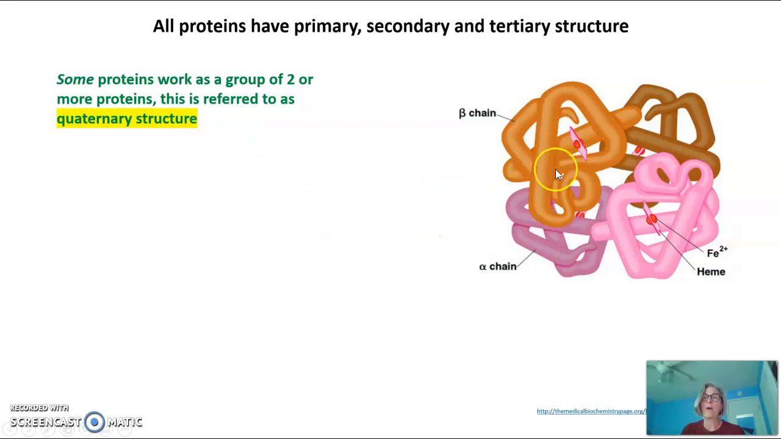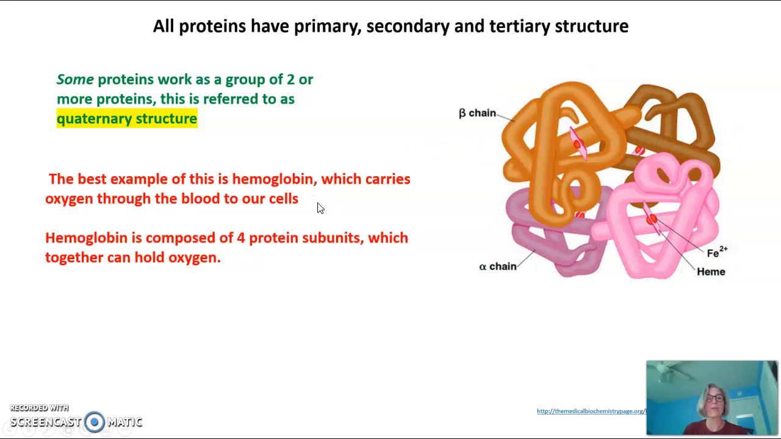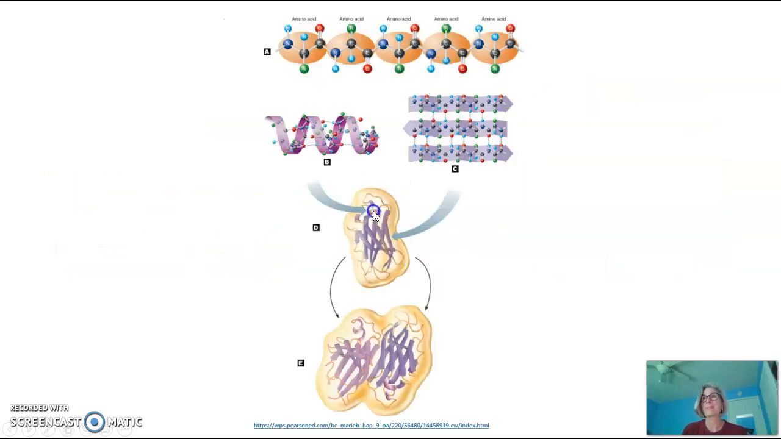And so when we have 1, 2, 3, 4, in this case, proteins working together, we call that their quaternary structure. So each one of these individual proteins has a primary, secondary, and tertiary structure, but together they have a quaternary structure. And the best example of this is pictured here, and it's hemoglobin, which is a molecule that carries oxygen through our blood and to our cells. And it's composed of 4 protein subunits, which together can hold on to oxygen and transport it around our body.